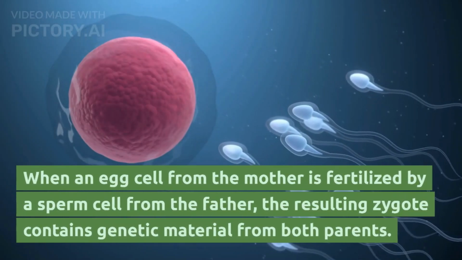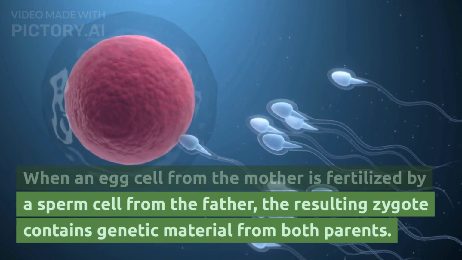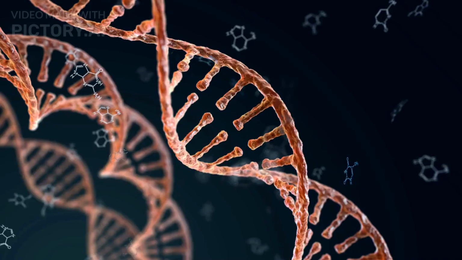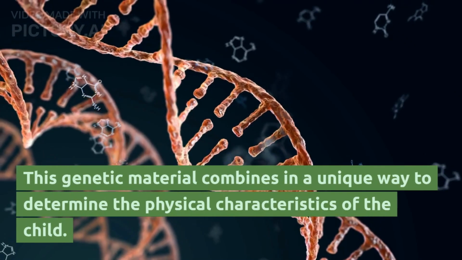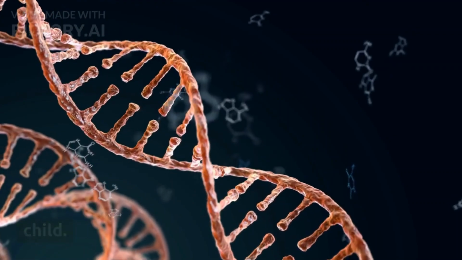When an egg cell from the mother is fertilized by a sperm cell from the father, the resulting zygote contains genetic material from both parents. This genetic material combines in a unique way to determine the physical characteristics of the child.